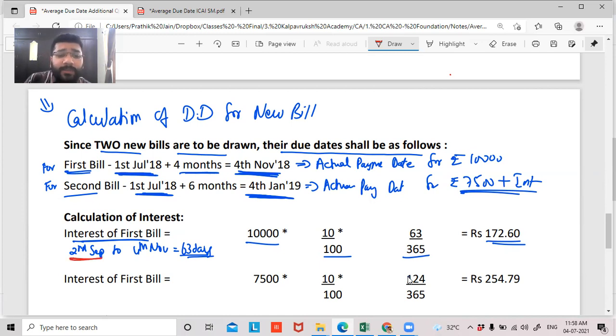Average due date is on 2nd September. Had you made the payment on 2nd September, there would not have been any interest component. But you did not make the payment on 2nd September. Instead, you chose to make a part payment on 4th of November. So from 2nd September to 4th of November, to the extent of 63 days, on the 10,000 rupees, you need to calculate interest because the first bill amount is 10,000 rupees. So on 10,000 rupees, you need to calculate at the rate of 10% interest for 63 days. And you will land up to the interest amount of 172.6. Guys, till this, if you finish, let me know. I'll proceed forward.